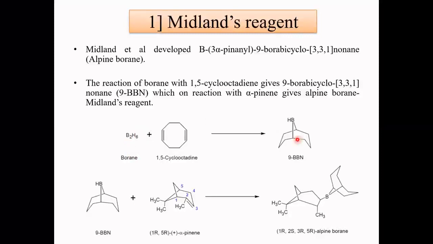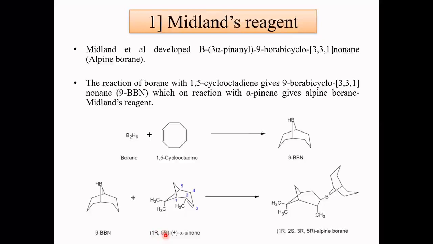So this will add across the double bond. It adds across the ring here, the double bond is reduced, and we get this borane complex. Now this borane complex reacts with alpha pinene. Here, the stereochemistry of the catalyst is totally decided by this alpha pinene. You can see that on alpha pinene, the proton at position 1 has the R configuration, and the 5th position bridgeheads are chiral.